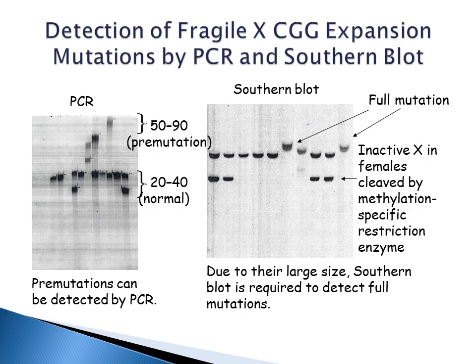When you amplify that region, the more repeats you have, the larger the amplicon you're going to get. A banding amplicon indicative of 50 to 90 repeats would be considered a pre-mutation. If you do your Southern blot, you can actually see the very top band, which would be a full mutation.